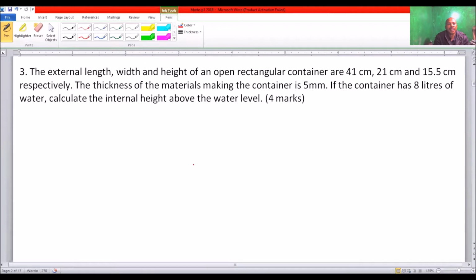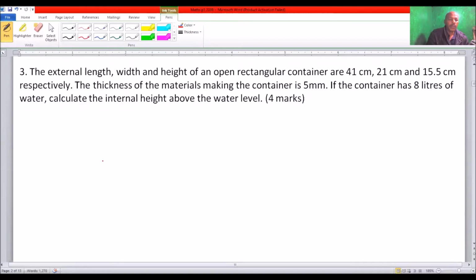Question number 3, we are told the external length, width, and height of an open rectangular tank, a container, are 41 centimeters, 21 centimeters, and 15.5 centimeters respectively. The thickness of the material making the container is 5 millimeters. If the container has 8 liters of water, calculate the internal height above the water level.